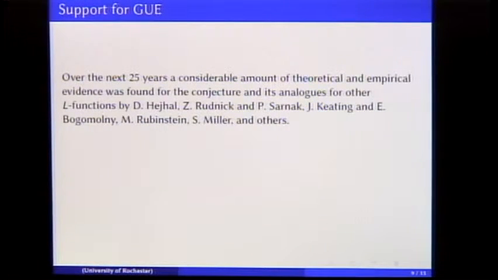And then over the next 25 years, there was a lot of work, both theoretical and empirical, checking this conjecture. Here are some of the names of people who were important in this area. Dennis Hejhal calculated a triple correlation on the number theory side. Rudnick and Sarnak did n-level correlation. There's Katz and Sarnak. John Keating and Bogomolny did some really nice work on n-level correlation. Steve Miller, many, many others. I've left plenty of names off here.